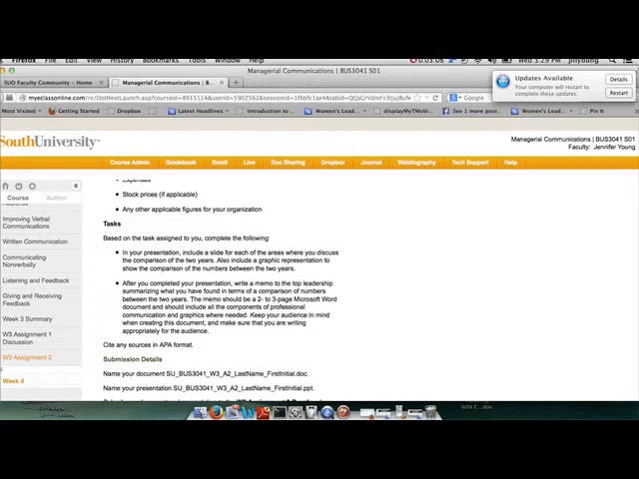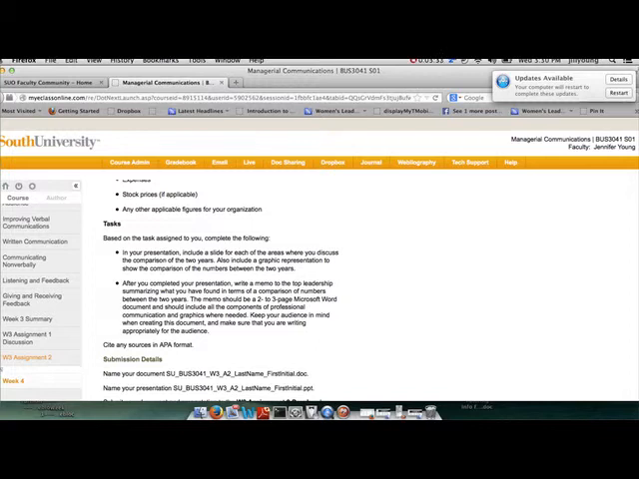Okay, so after you completed your presentation, write a memo to the top leadership summarizing what you have found in terms of comparison of numbers between the 2 years. The memo should be a 2 to 3 page Microsoft Word document. It should include all the components of a professional communication and graphics where needed. Keep your audience in mind. So we've talked about presenting, communicating. This is one exercise where you're putting it to the test.